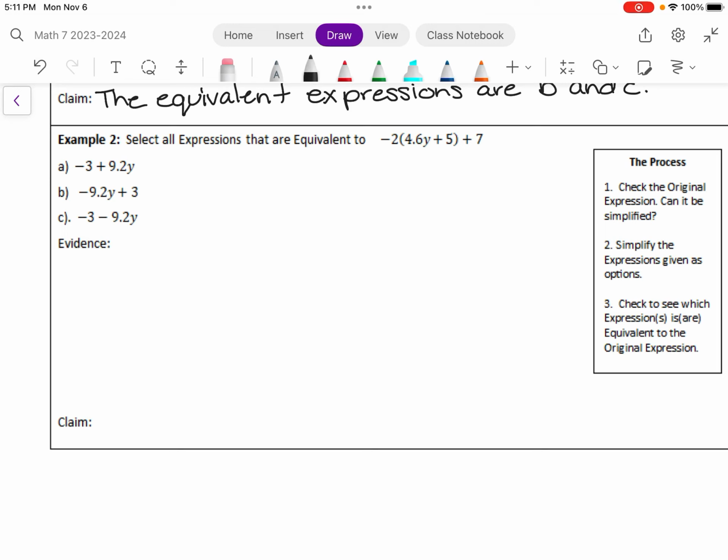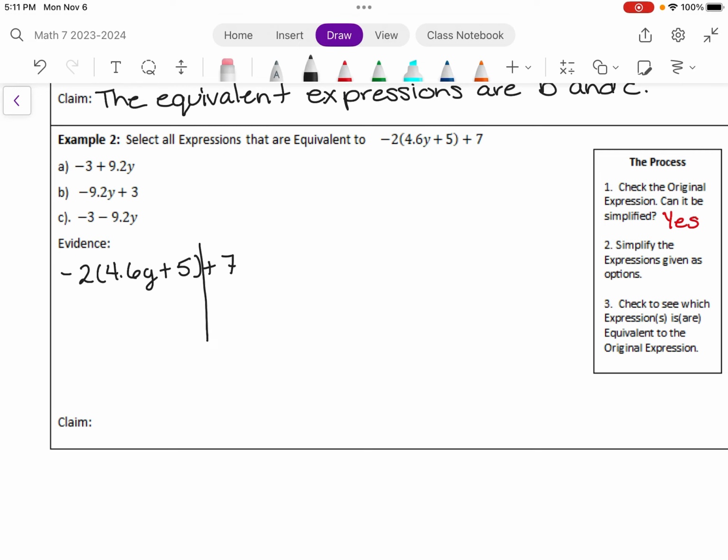Okay, so again, check the original expression. Can it be simplified? I already see that I can distribute something, so I am going to say yes, I can simplify. So let's start off by doing that. I'm going to rewrite my expression down here: negative 2 times 4.6y plus 5 plus 7. Okay. And then I'm going to do what we've been doing.